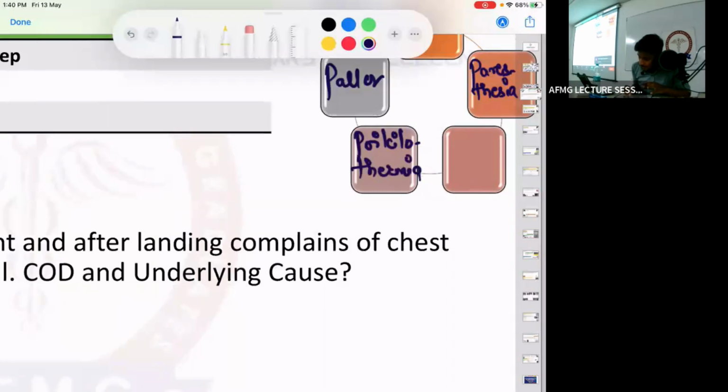What do we mean by poikilothermia? Coldness. Poikilothermia is coldness, and the last sign to appear is pulselessness. Important question, this has come up many times.